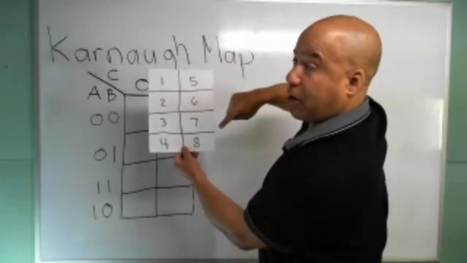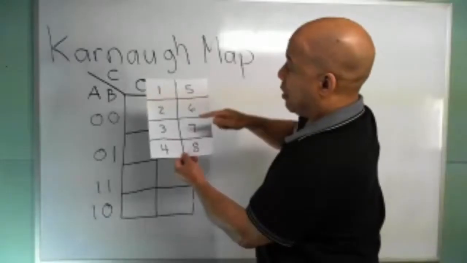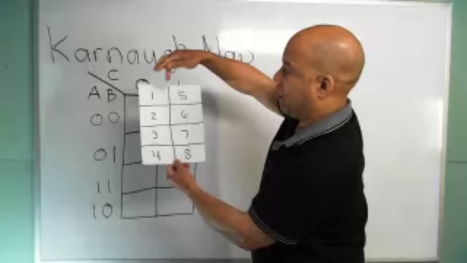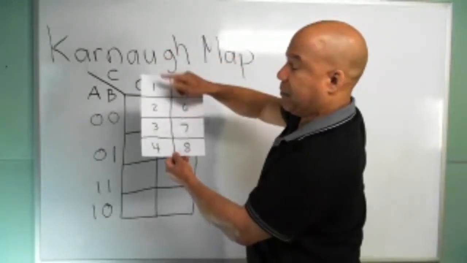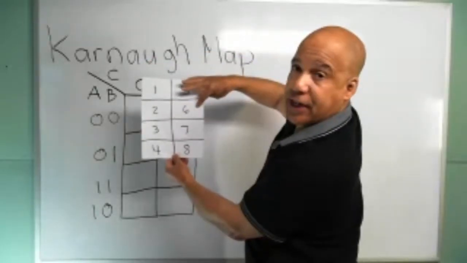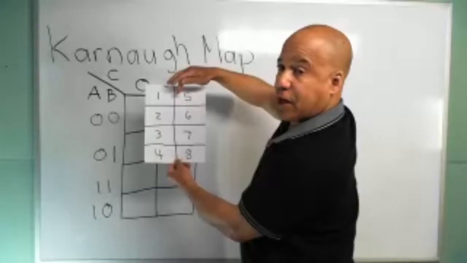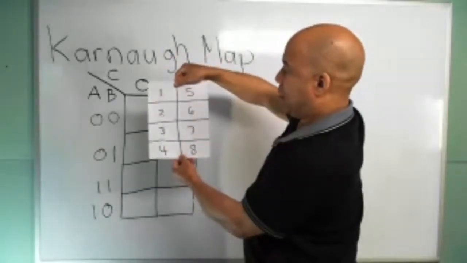2 and 6 are adjacent. 3 and 7 are adjacent. 4 and 8 are adjacent. Those are adjacent cells. 1 and 2 are adjacent. 2 and 3 are right next to each other, either on the side or above and below. They're adjacent. Diagonals are not adjacent. So if you can see, the 1 and the 6 are not adjacent. The 5 and the 2 are not adjacent. So for an adjacency to be true, they have to be right across from each other or up and down.